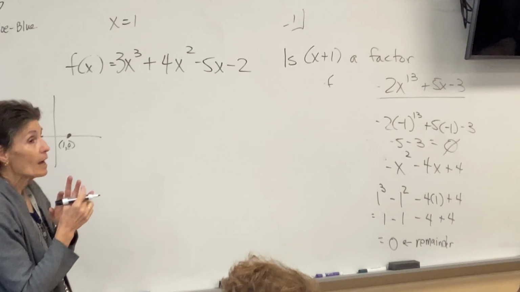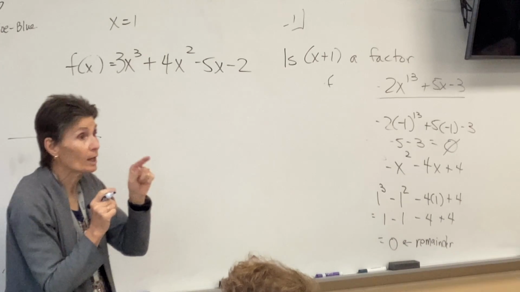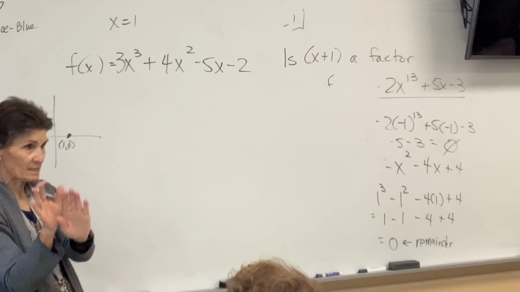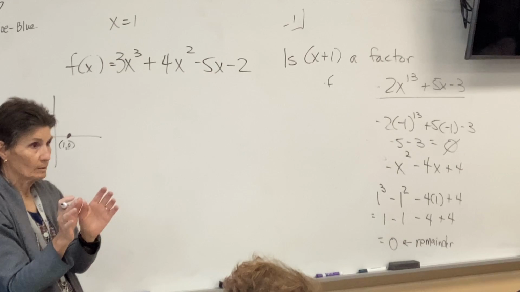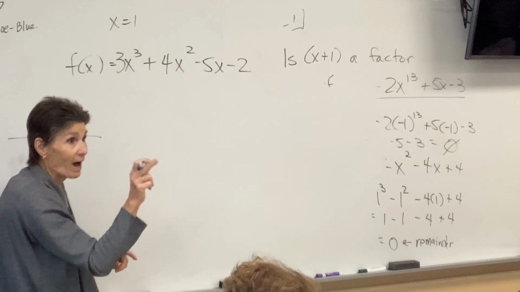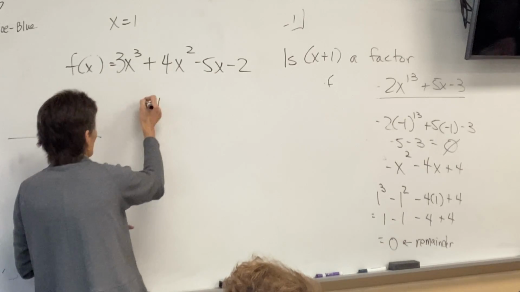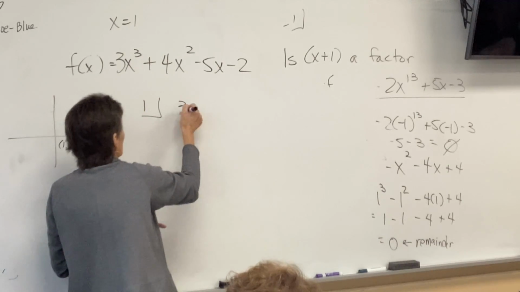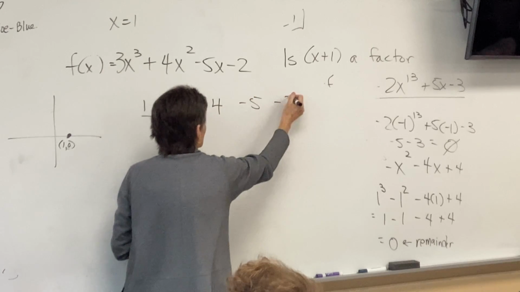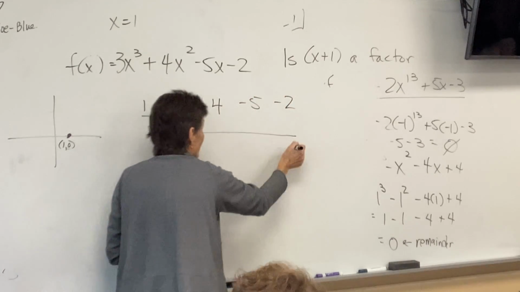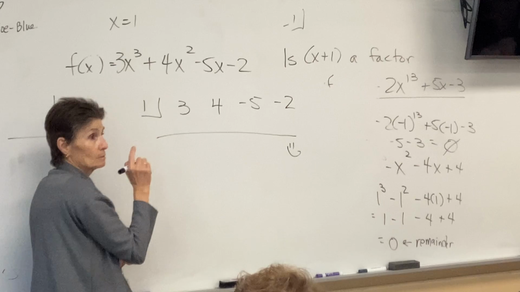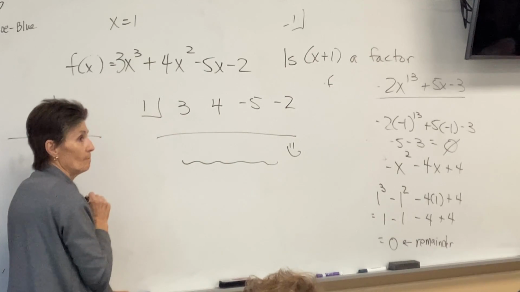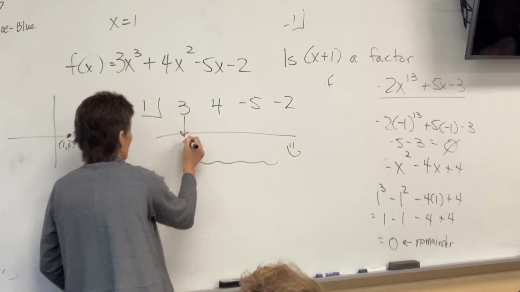No. Don't plug in 1, because if I plug in 1, I'm going to get 0, and that isn't helpful. What I want to do is divide out 1, because when I do the division, I know my remainder is going to be 0. What I'm interested in is the quotient. So what is that quotient going to be?